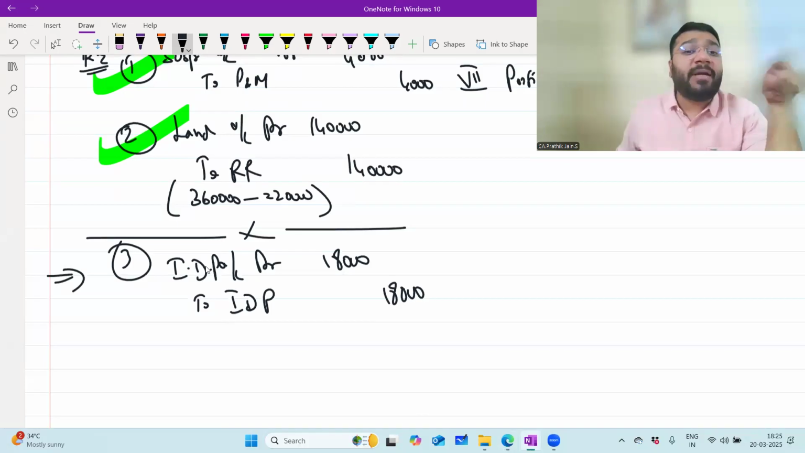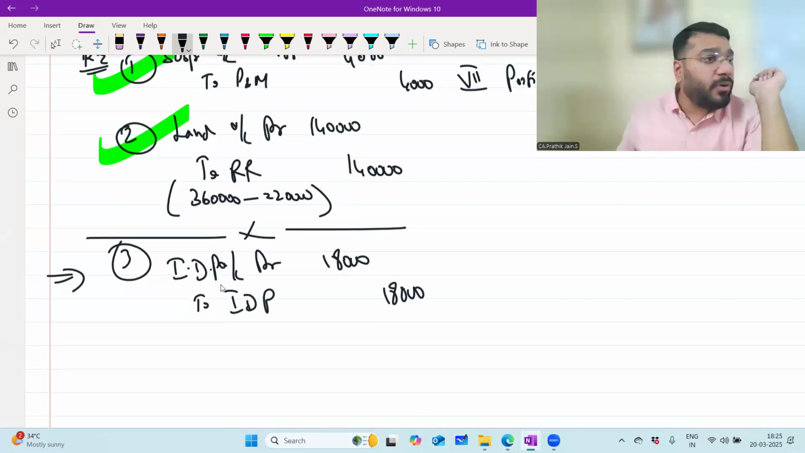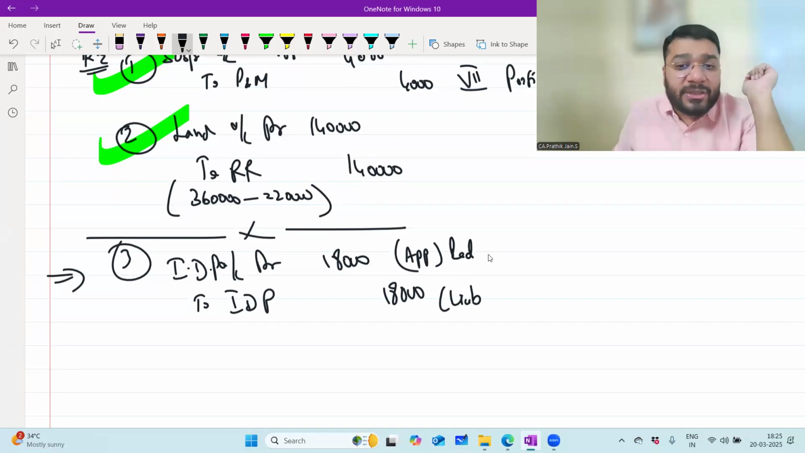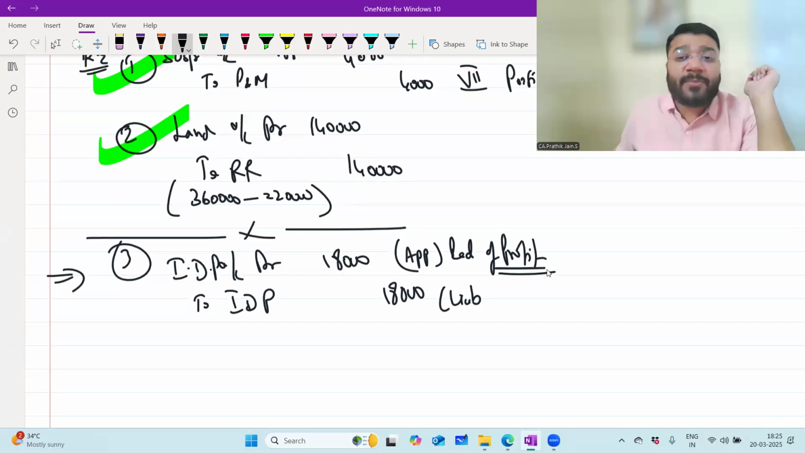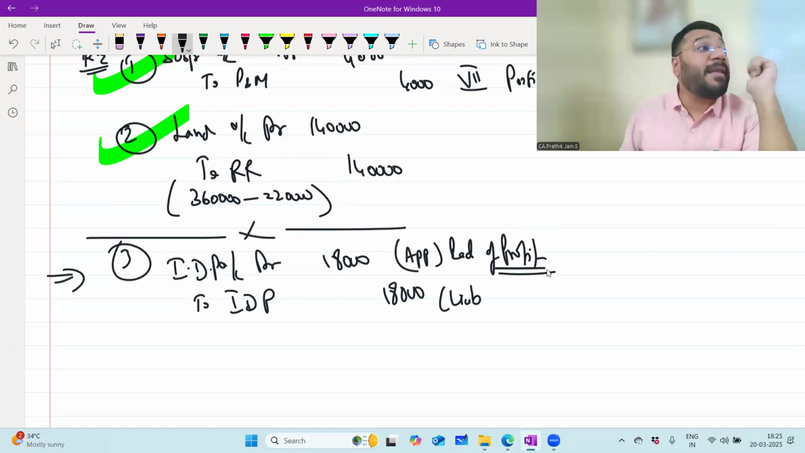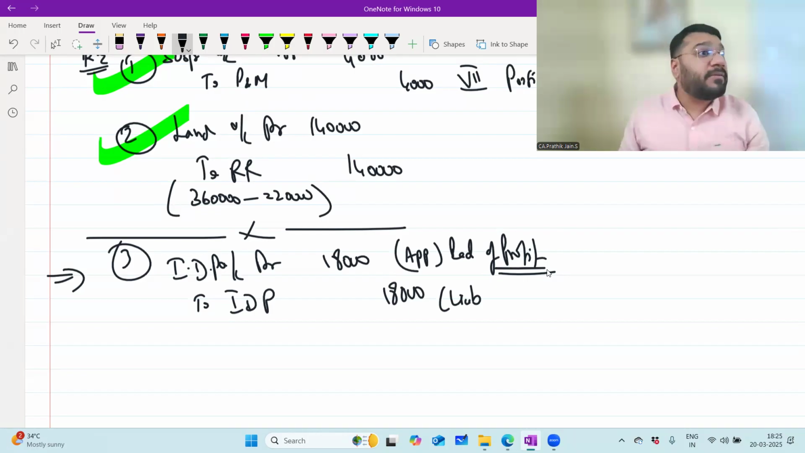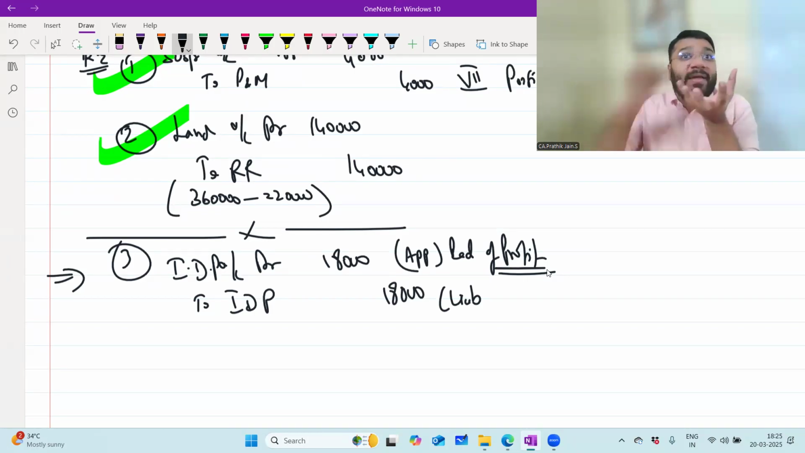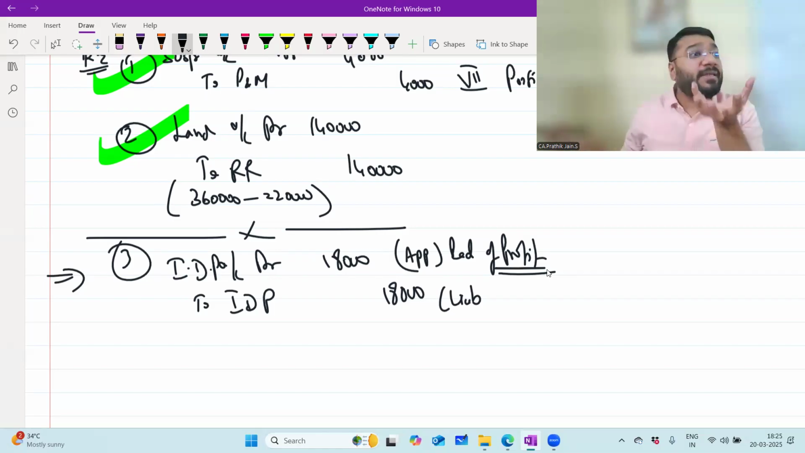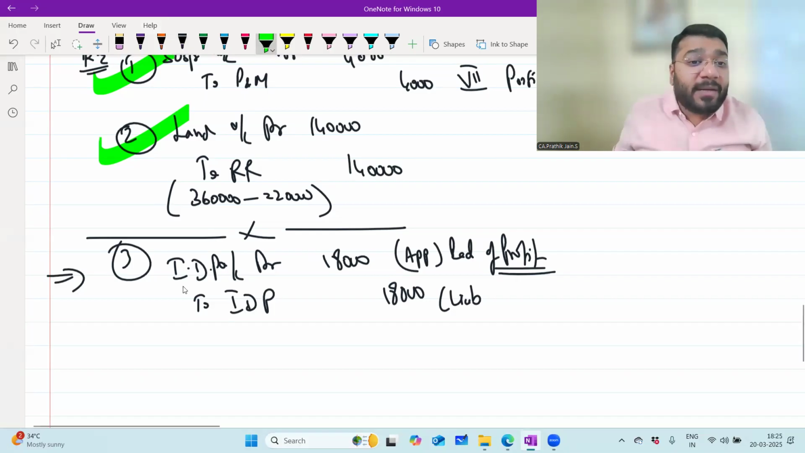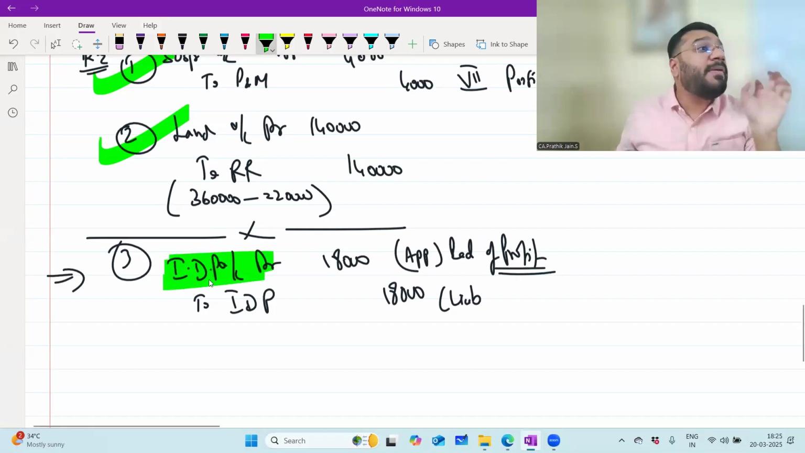Interim dividend paid account debit to interim dividend payable account. Are you able to follow? This is your appropriation and this is your liability. This is reduction of profit. To increase profit, credit. To decrease profit, debit. Profit is a credit balance. When I give dividend, from where will I give it? From profit. So if I give dividend from this profit, the profit will reduce. To decrease profit, what am I supposed to do? Debit. That is why interim dividend paid account is debited.